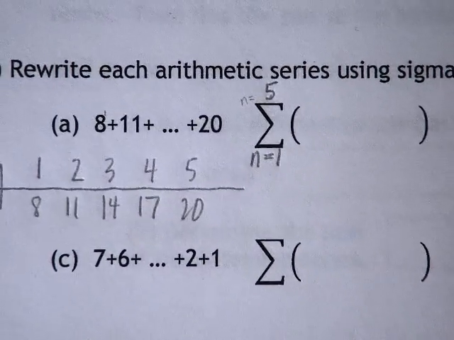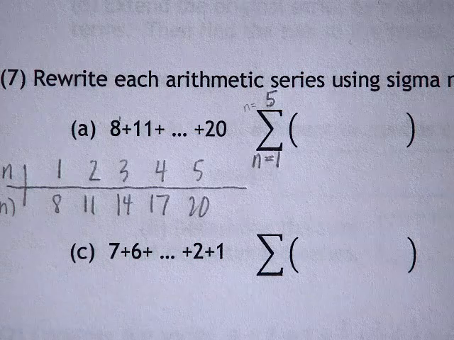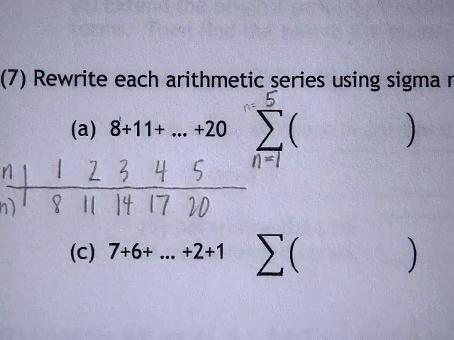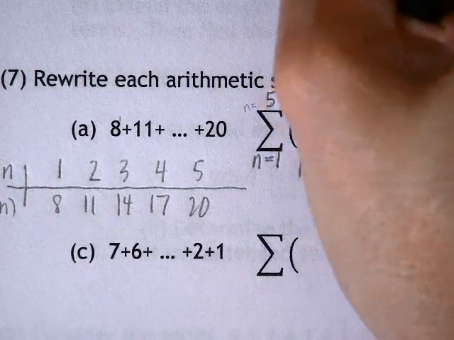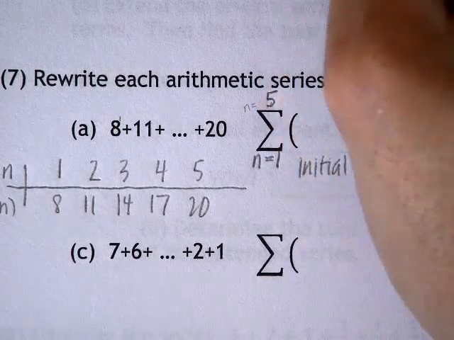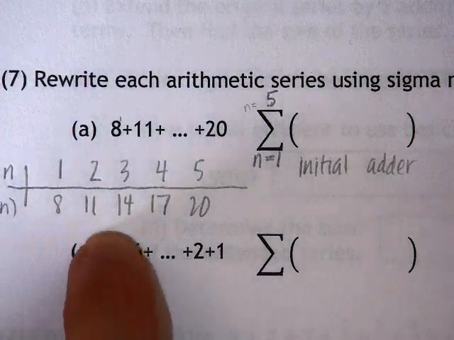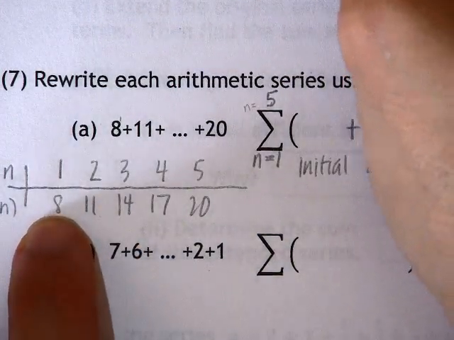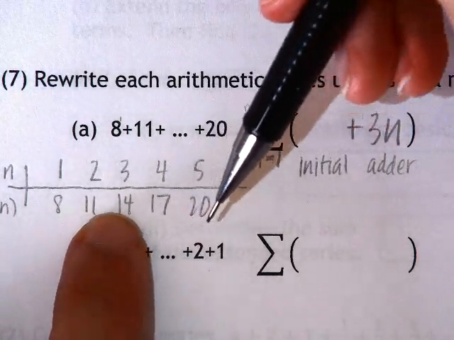Now for the parentheses itself. The parentheses is where we write the traditional arithmetic expression. A traditional arithmetic expression involves an initial value, which we need, and an adder, which we know. So let's go back for a second. We know that the adder is going to be 3, so we know for sure my expression is going to end with a plus 3n, because we know that it's adding by 3 each time.